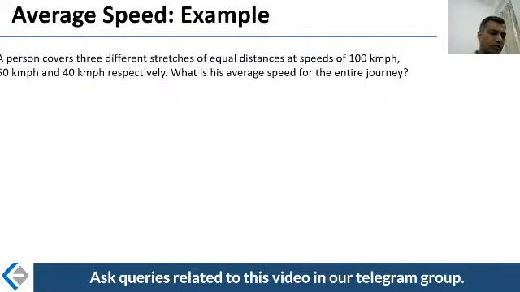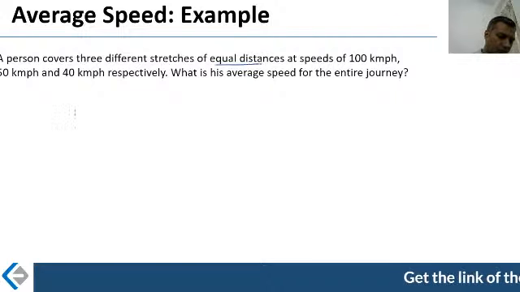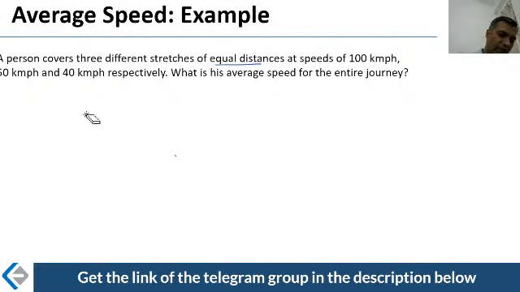Yeah, I guess you got it. Let's do this. A person covers 3 different stretches of journey, 3 different stretches of equal distances. Basically, the distances are the same. So, can I find the harmonic mean of 3 numbers? Yes, you can. There is no problem.